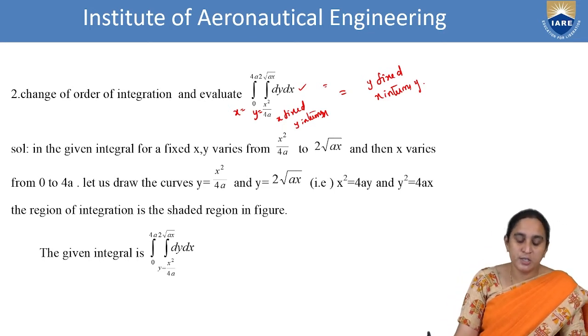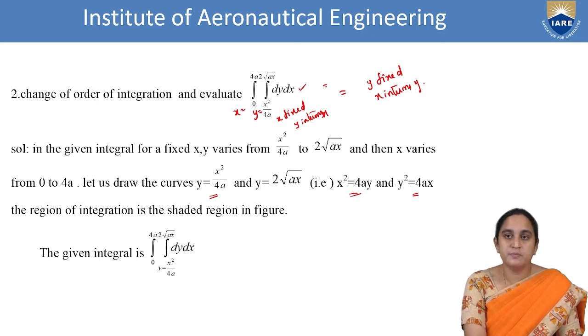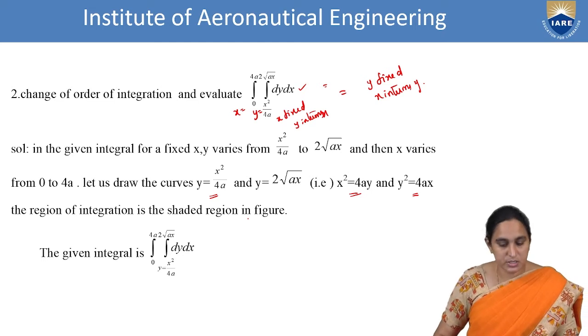Once you observe the limit points, let us draw the curves. What are the curves here? Y is equal to x square by 4a, and y is equal to 2 root ax. From that, I'll take x square equals 4ay, and y square equals 4ax. From these two curves, let us draw the diagram. The region of integration is the shaded region given.